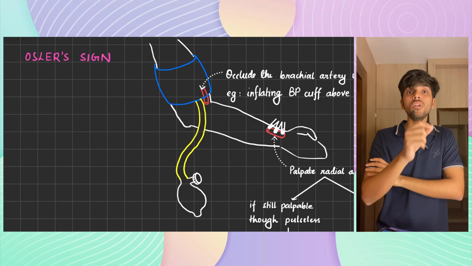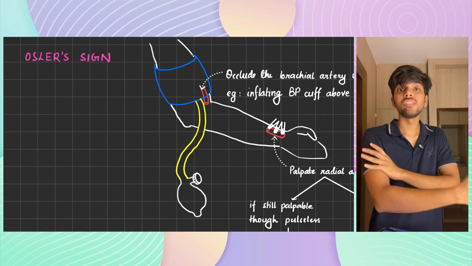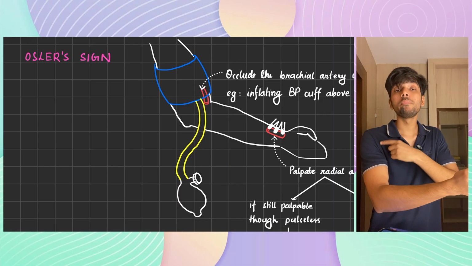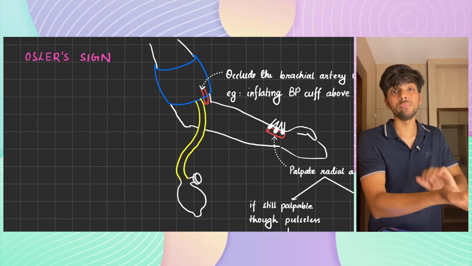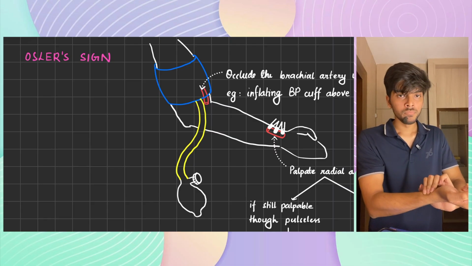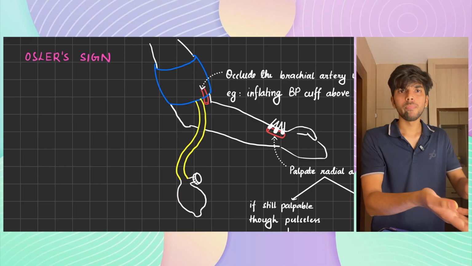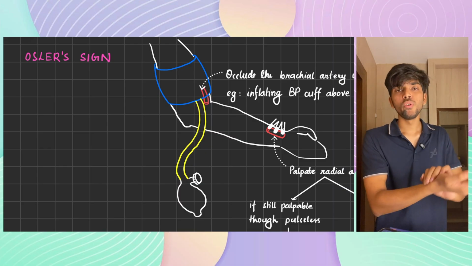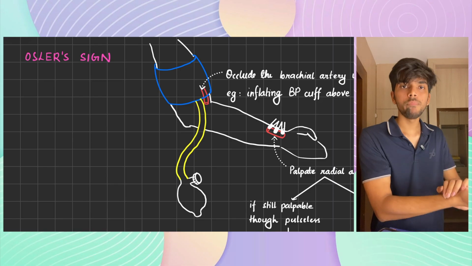Because only when it is above the level of systolic blood pressure will the flow of blood be stopped, will the flow of the pressure wave be stopped, will the pulse be stopped. How do you know that? You know that by the palpatory method. You must know the palpatory method of measurement of BP, so you apply it.